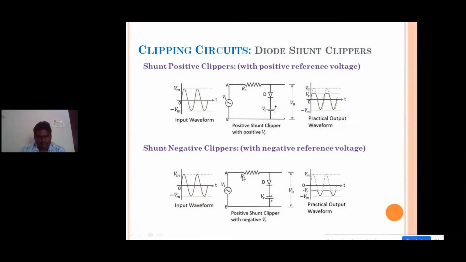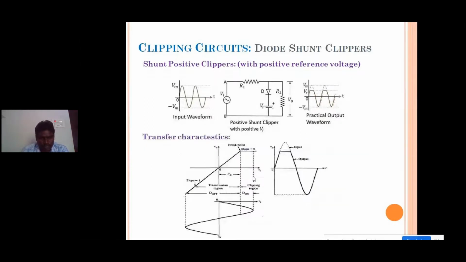Similarly, this also, if you want, I will share the slides. Just try to analyze on this negative clippers. These are the shunt negative clippers with some positive reference, and there is a transfer characteristic. So this is the way of drawing the transfer characteristics.